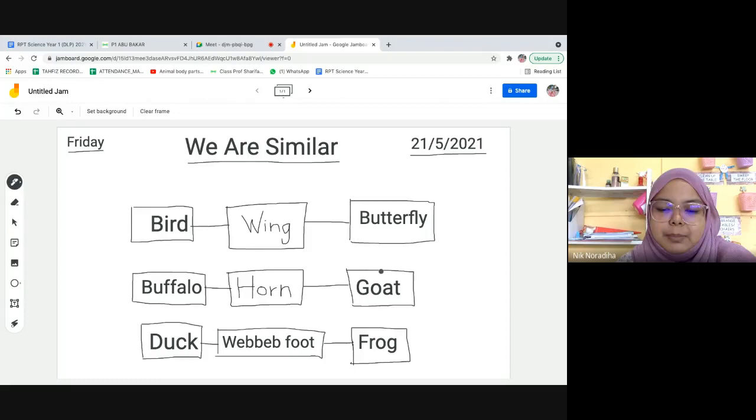Open your activity book if you're done. Okay, last one, web foot. So frog and duck are completely different animals. They are not the same animal, but they have one thing that is similar, which is their web foot. What is the function of this web foot? This web foot can help those animals to swim. How does the web foot help them? By paddling the water. They paddle the water so that they can swim.